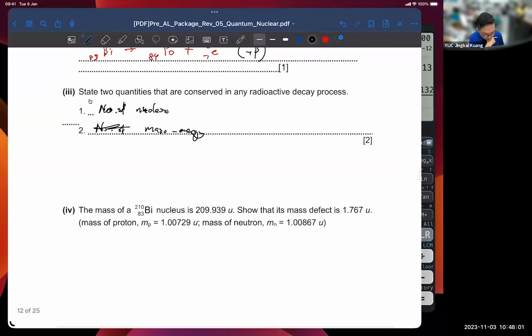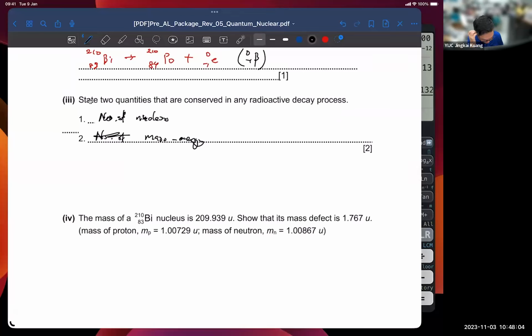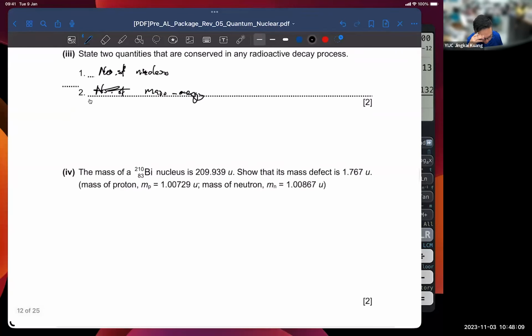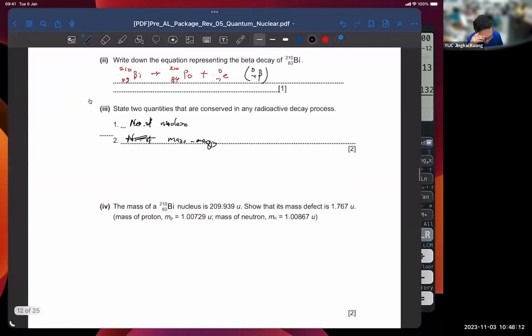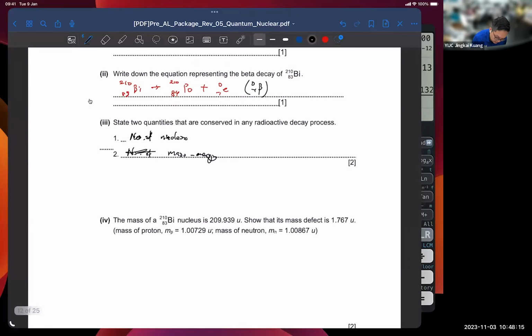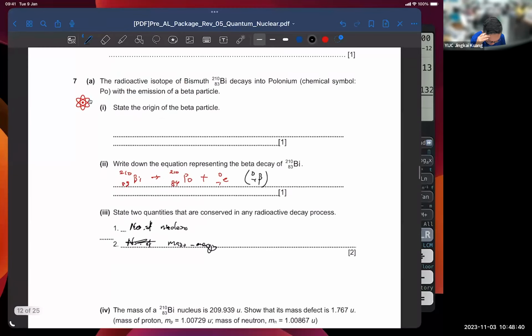Okay, then we have mass defect calculation. 1.767. Okay. So this one they give us the numbers, then we can find Bismuth 209. So they give us some stuff. So mass defect. Let's find mass defect. So mass defect here is mass of bismuth minus away mass of polonium minus away mass of, so that's way. Give me the full things that I need.